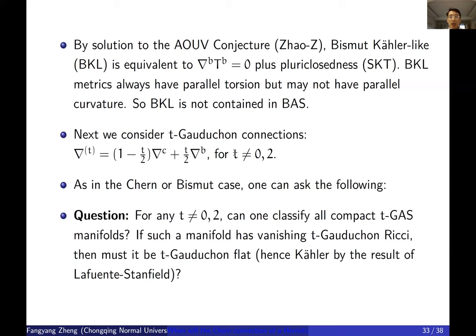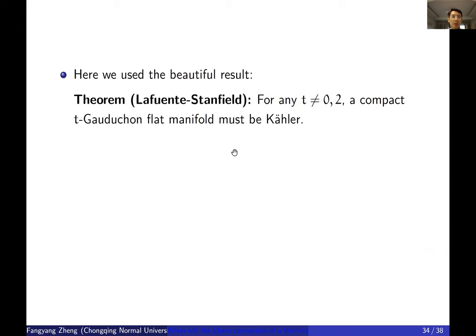First of all, can you understand all these t-Gauduchon Ambrose-Singer manifolds, meaning the t-Gauduchon connection is Ambrose-Singer? And also for such manifolds, if it's Ricci flat, will it be flat? So in other words, the AK. The t-Gauduchon flat manifolds are well understood by this nice result by Lafontaine and Stanfield. So let's recall their theorem. The theorem says that for a Gauduchon connection other than Chern or Bismut, if you have a compact Gauduchon flat manifold, then it must be Kähler. So this is a strong rigidity theorem.